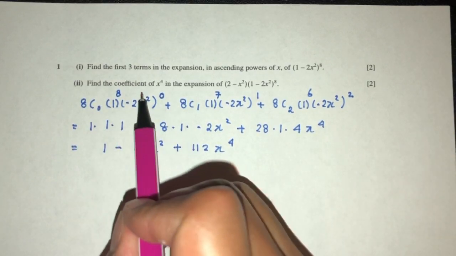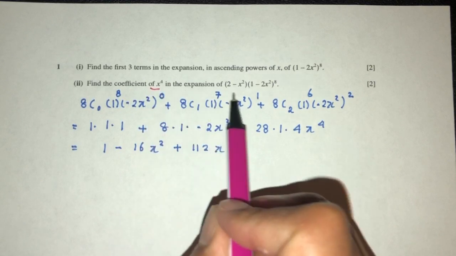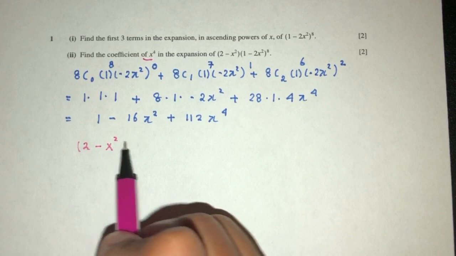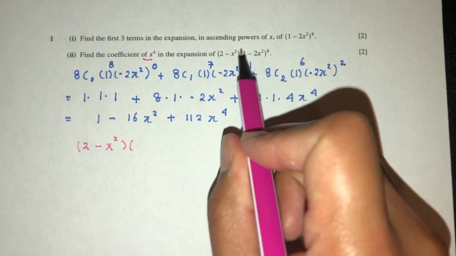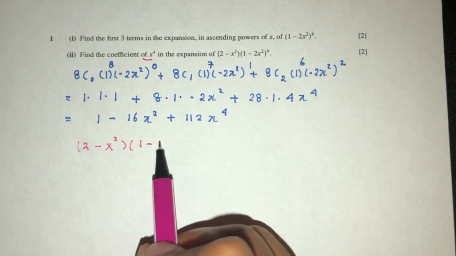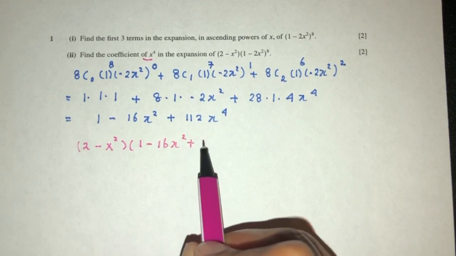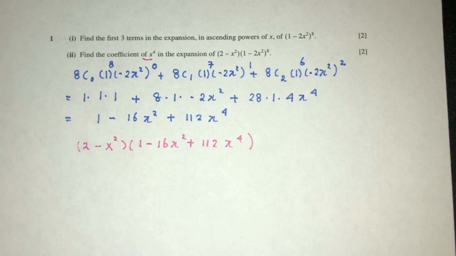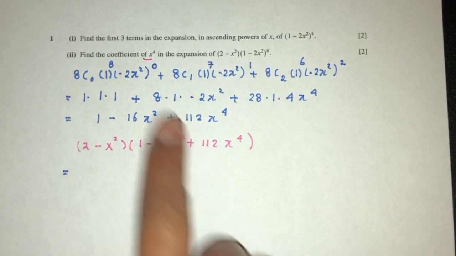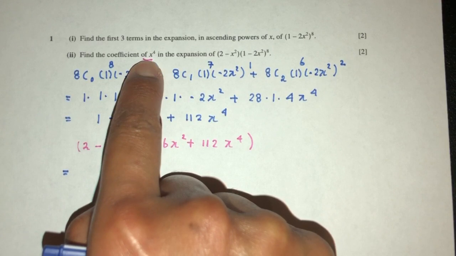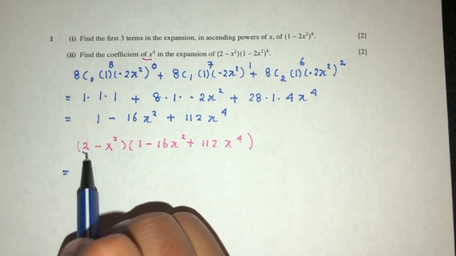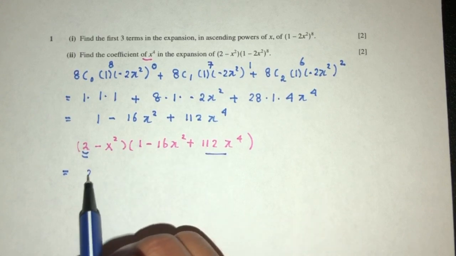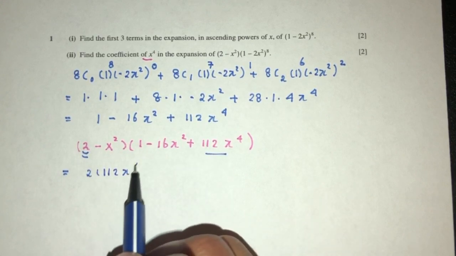Now for part 2, we have to find the coefficient of x power 4 in this expansion. So pretty easy. We have 2 minus x squared. Obviously this one was taken from part 1, so we know from part 1 we have these as the first three terms. So we can just use that to find the relevant value that we need. As you can see, in this one we only care about the term in x power 4, so 1 by 1. If you take 2, you multiply by which one will give you x power 4? This one. So 2 times 112x power 4.